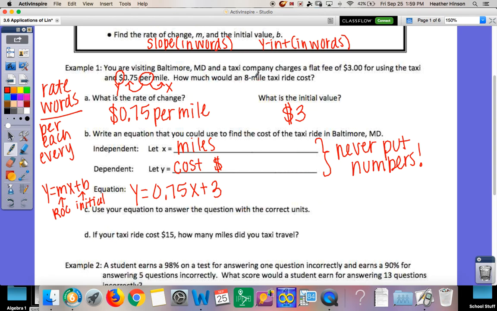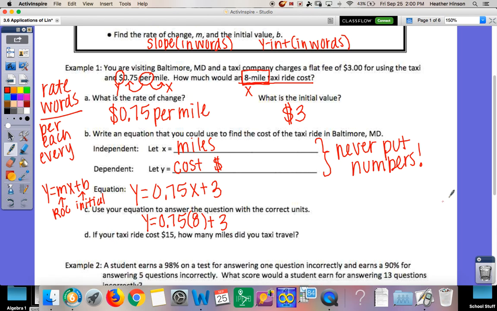Then use your equation to answer the question. The question wants to know how much would an 8-mile taxi ride cost. So to figure out what we're going to plug into, x or y, we look at what they give us. They gave us 8 miles. What is miles, x or y? Miles is x, so we're going to plug 8 into x. So y equals 0.75 times 8 plus 3.